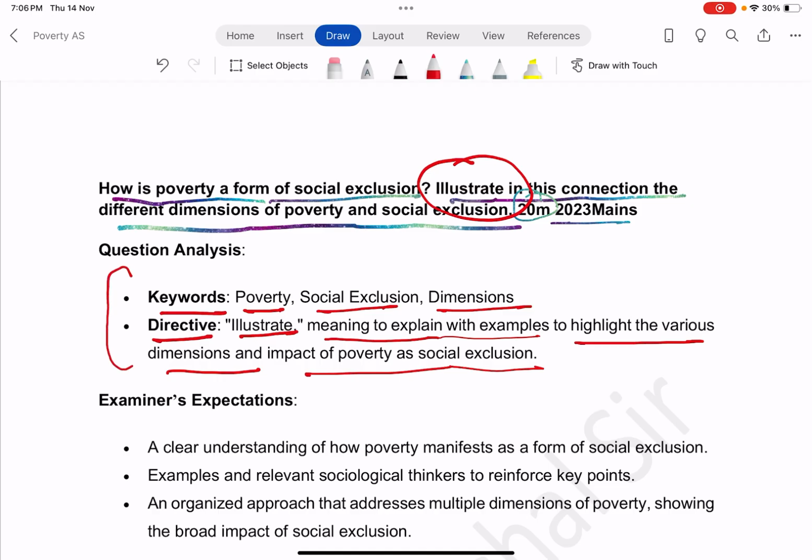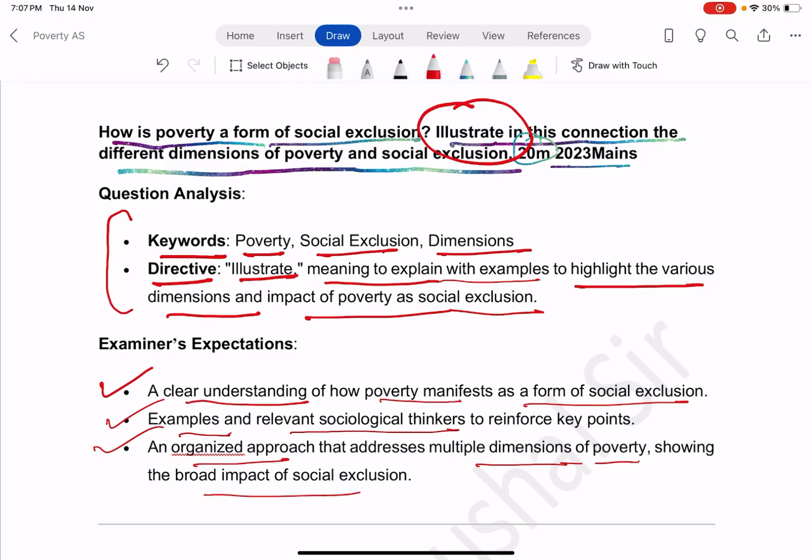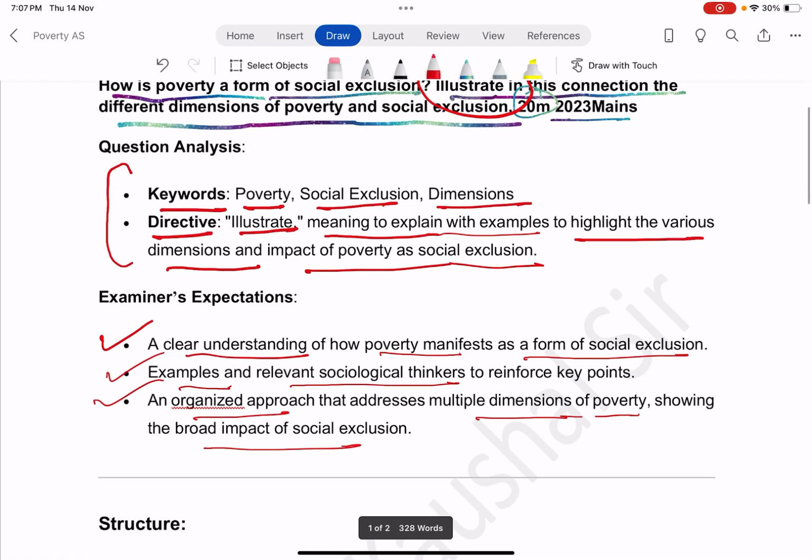So, what are we going to do for this answer? What does the examiner expect out of us? Well, first of all, a clear understanding of how poverty manifests, meaning takes form, as a form of social exclusion. Examples and relevant sociological thinkers wherever we have that to fit in, and an organized approach pointing out the multiple dimensions of poverty, showing the broad impact of social exclusion. So let's get started with this answer.